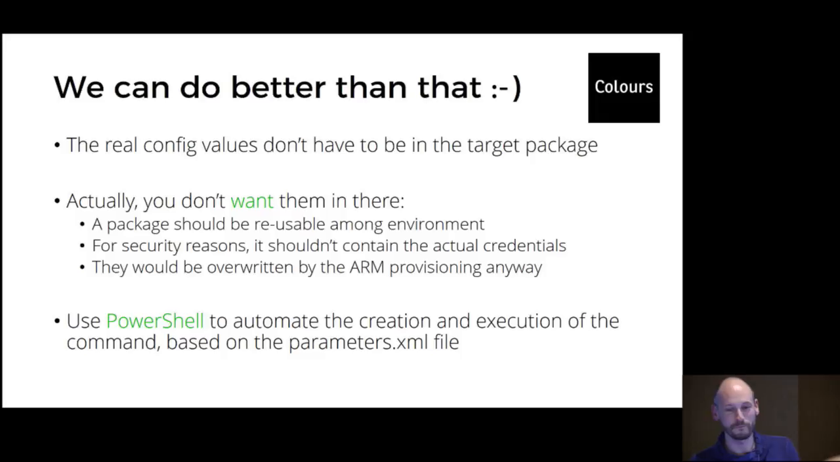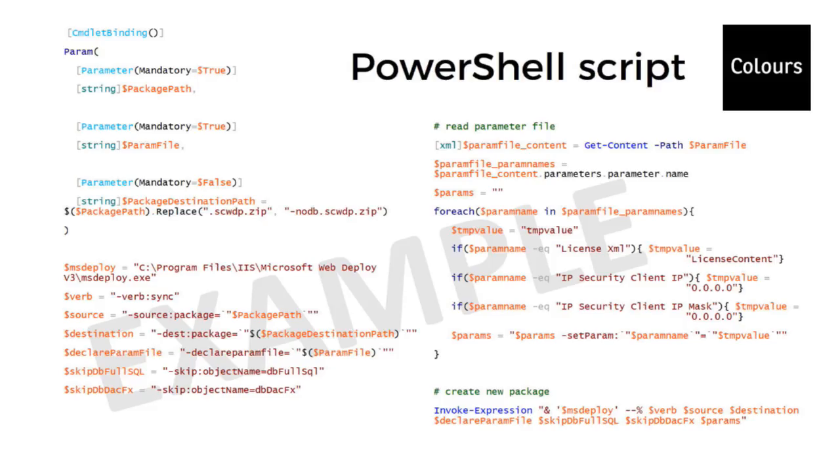Actually, first of all, real config values don't have to be in the package, because we're going to populate them with the ARM template anyway. So it can be fake values. And secondly, we don't want them there because we want to reuse the package. You only want it once per customer. For security reasons, you don't want them there.